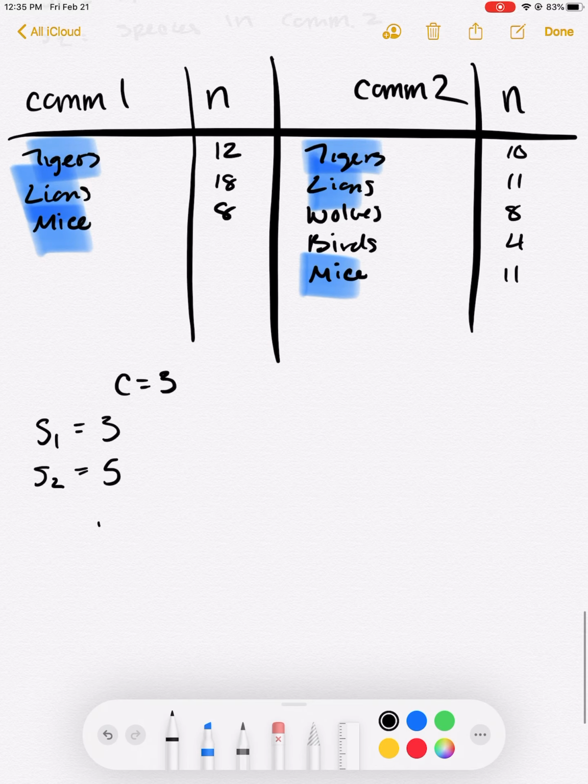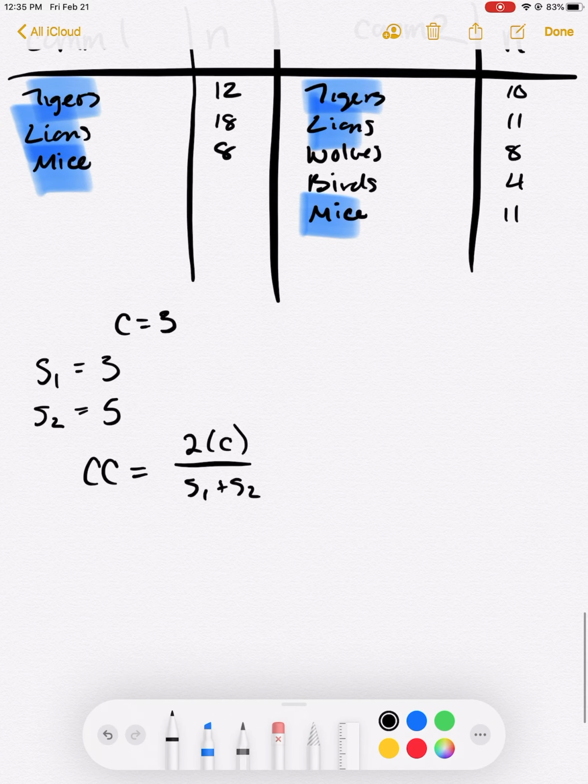Now, it's just a matter of plugging these numbers into our equation right here. So we are going to do community similarity, it's going to be 2 times c over S1 plus S2. Better just rewrite it. So 2 times our little c, which we said was 3 because there's 3 species in common between the two communities, over total number of species in community 1, there were 3 of them, and that plus total number of species in community 2, there are 5 of them.